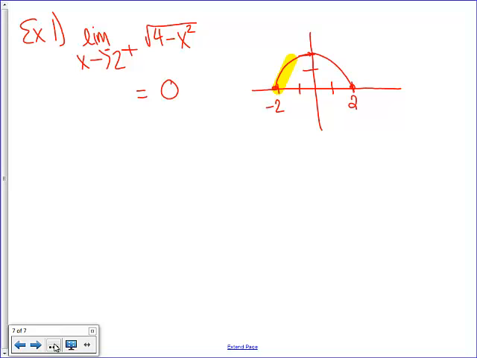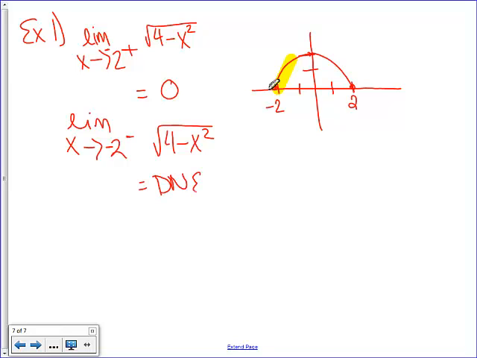Now what if I asked you for the limit as x approaches negative 2 from the negative side of the square root of 4 minus x squared? Well, let's look at this again. What value is it approaching right here? Well, it's approaching nothing. There is no y value. So the limit here does not exist.